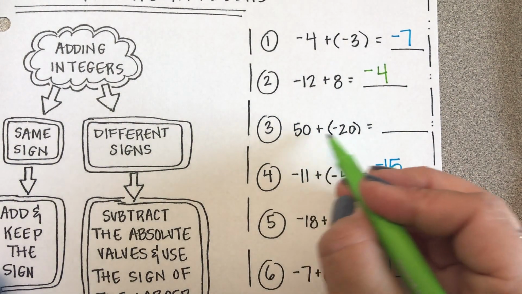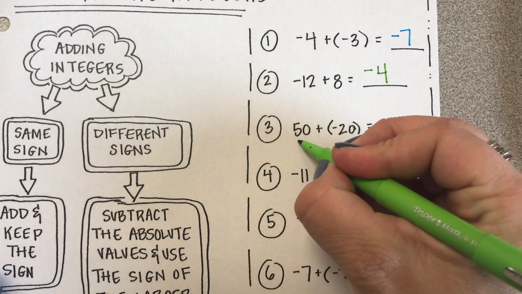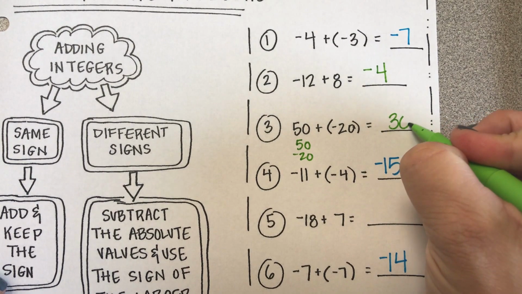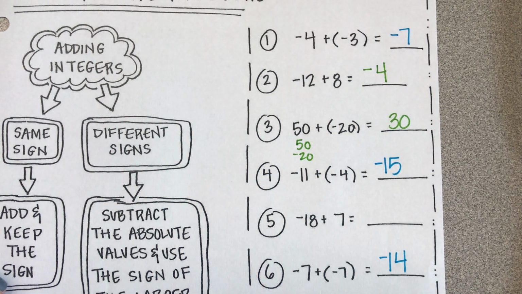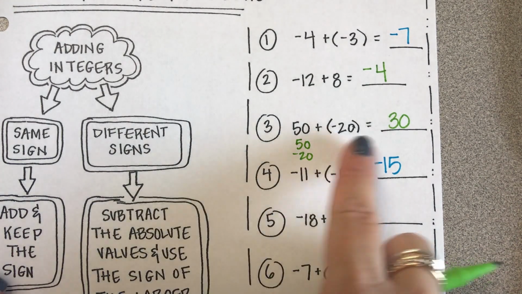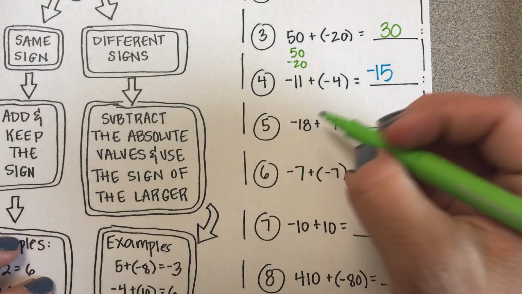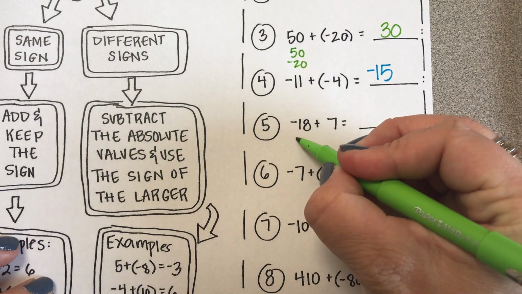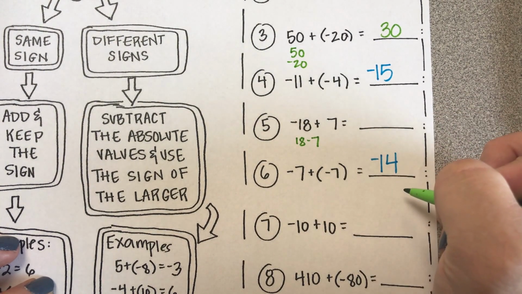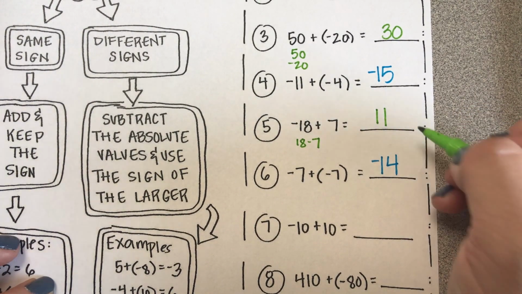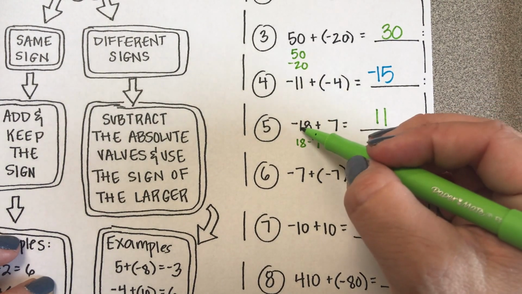On number 3, what's the difference between 50 and 20? 30. But which one has more people, the positive team or the negative team? Positives, so it's positive 30. On number 5, it's negative 18 plus 7. So we're going to subtract: 18 minus 7 is 11. Was the greater absolute value negative or positive?